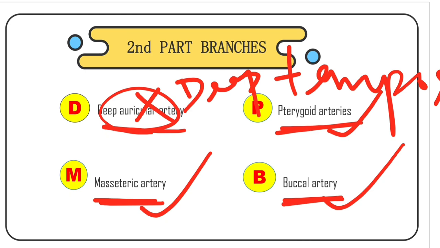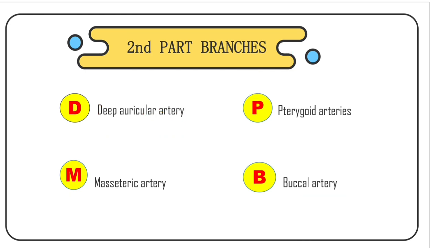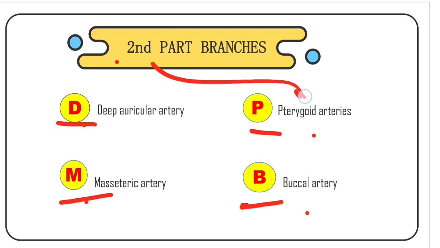To use the mnemonic, we have: Don't Mess Pterygoid Bites. I'll repeat it: Don't Mess Pterygoid Bites. As the second part is known as the pterygoid part, just remember the mnemonic Don't Mess Pterygoid Bites. D stands for deep temporal artery, M masseteric artery, P pterygoid arteries, and B buccal artery.